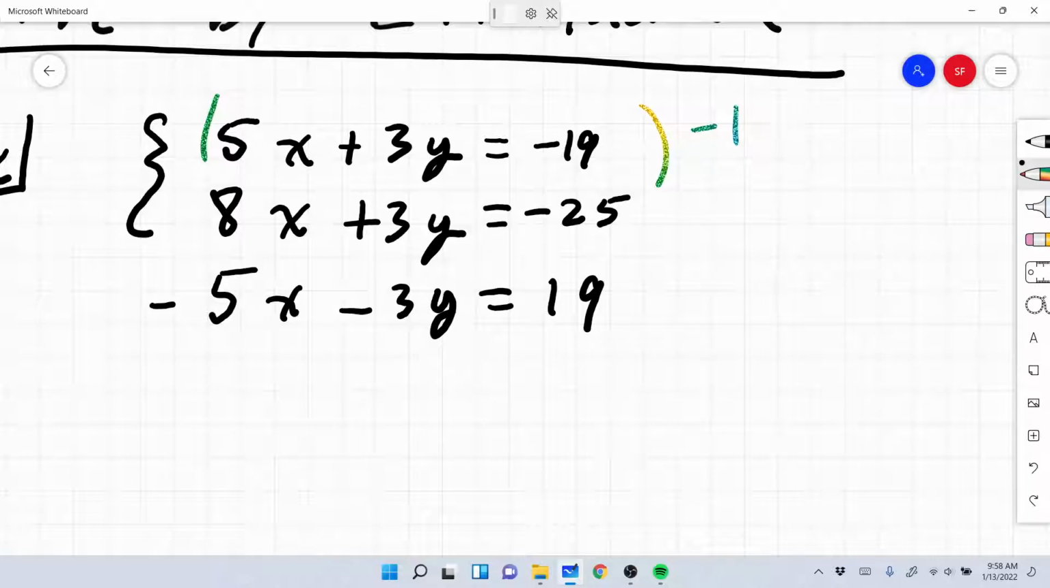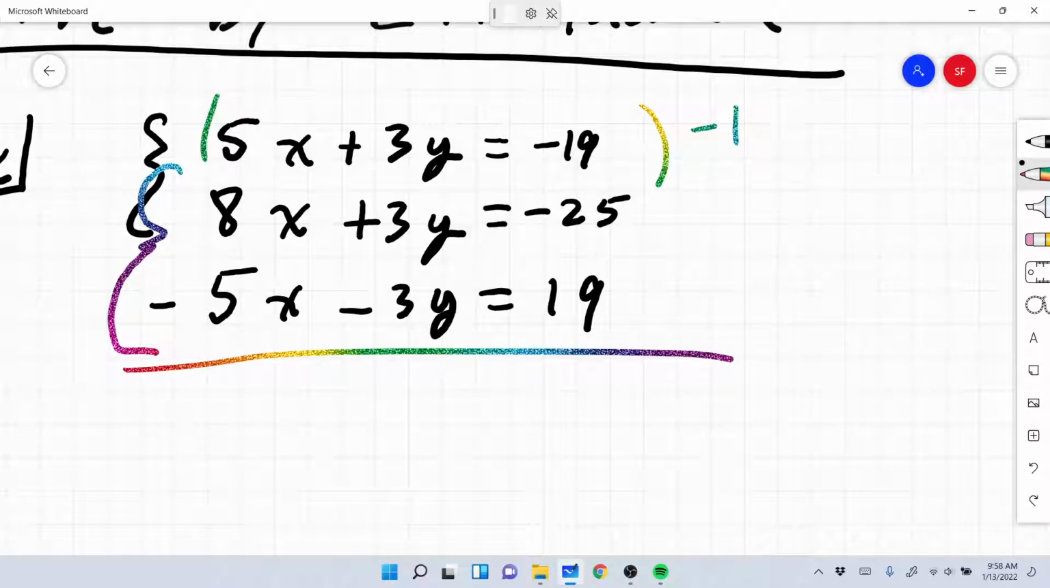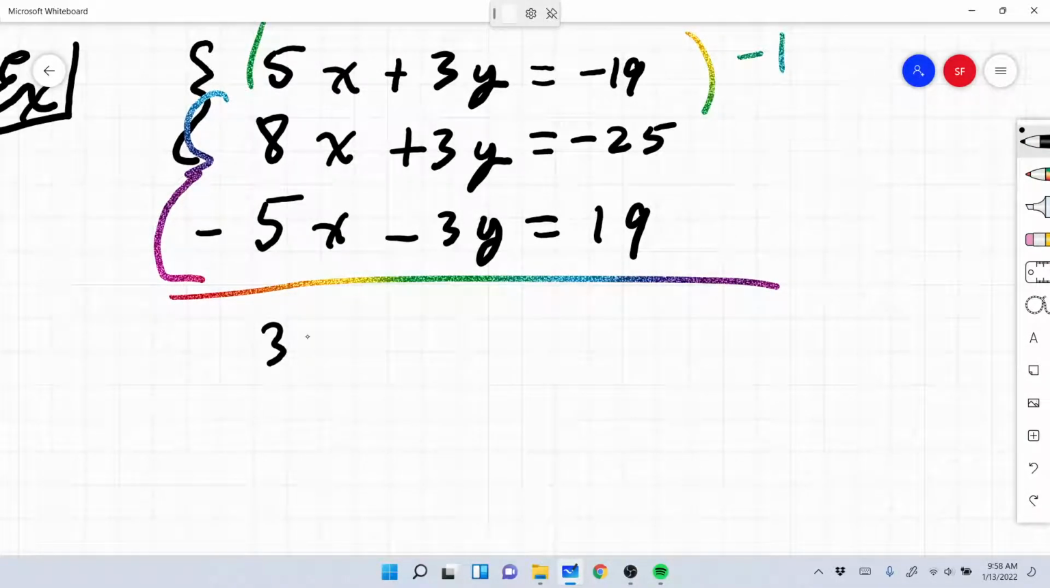So now we have this system. So now what we do is we go piece by piece and we add them up. So 8x plus -5x is what? 3x. The middle two cancel, which is great because that's what we want them to do. If one of the variables doesn't disappear, then you done did it wrong. So it's -25 plus 19, which is -6. So now we have a really simple equation and we can solve it.